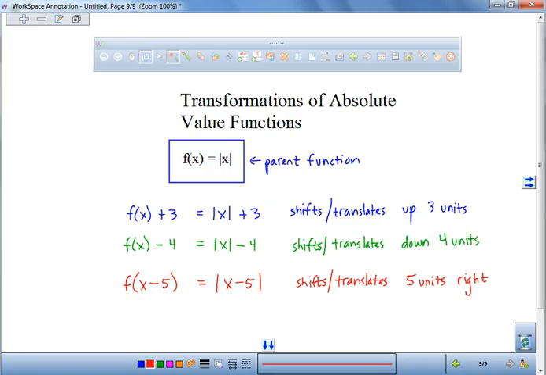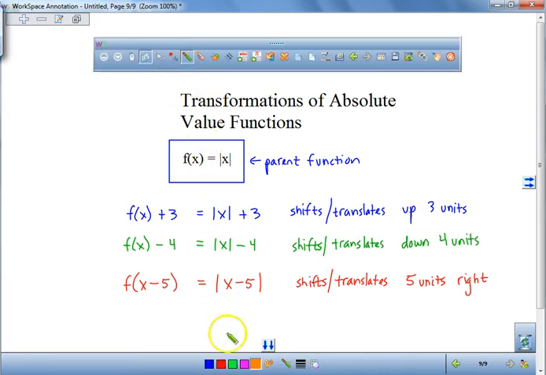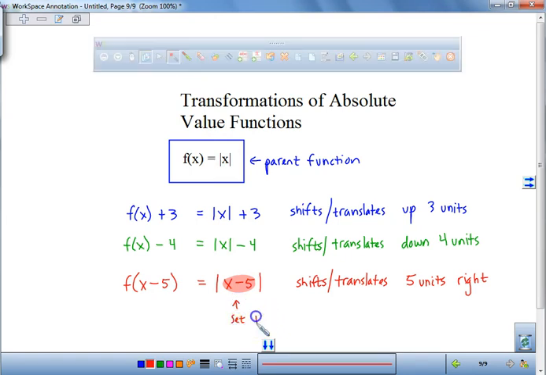So how can you figure out whether it's going to go to the right or to the left? So here's what I'd like you to do. I'm going to highlight this section on the inside of the absolute value bars right here. And I want you to put a little arrow here, and you're going to say set this equal to 0.